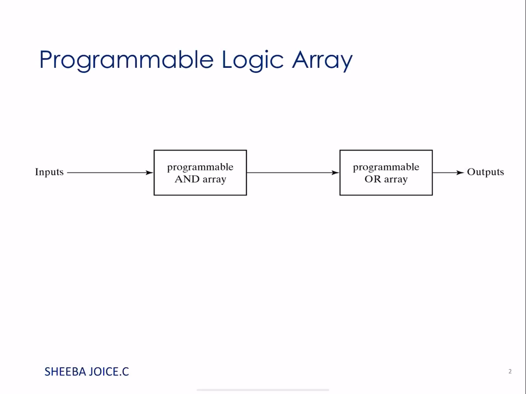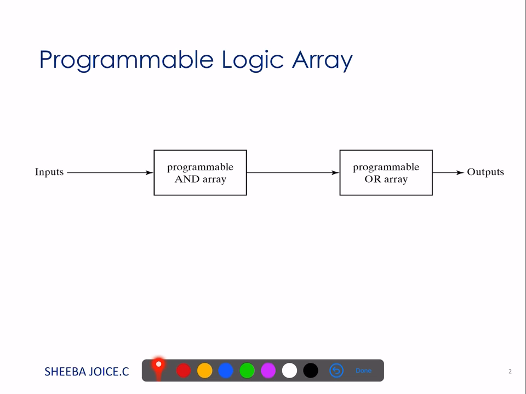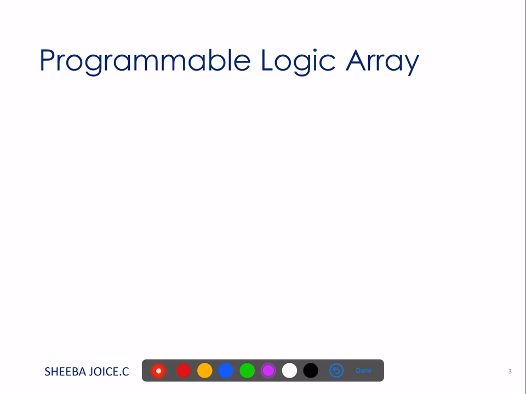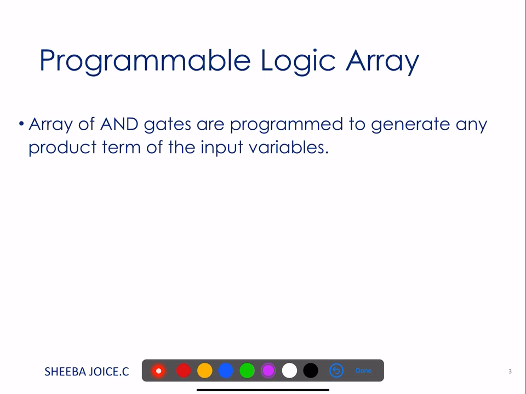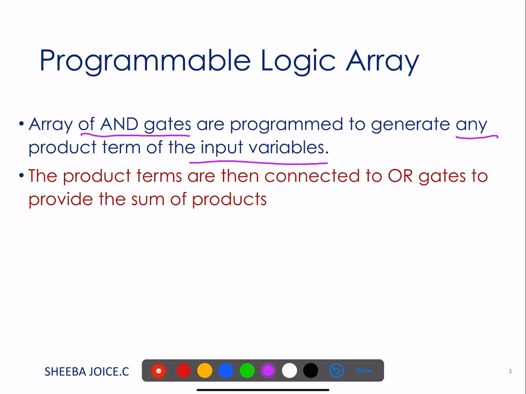Programmable logic array. A programmable logic array consists of a programmable AND array and a programmable OR array. Inputs are given to the programmable AND array and outputs are taken from the programmable OR array. We need to remember these points while constructing a programmable logic array. The array of AND gates is programmed to generate any product term of the input variables. The product terms are then connected to OR gates to provide the sum of products, SOPs.